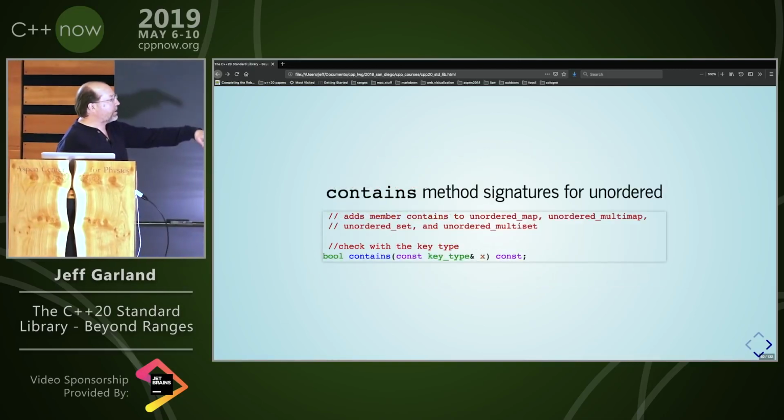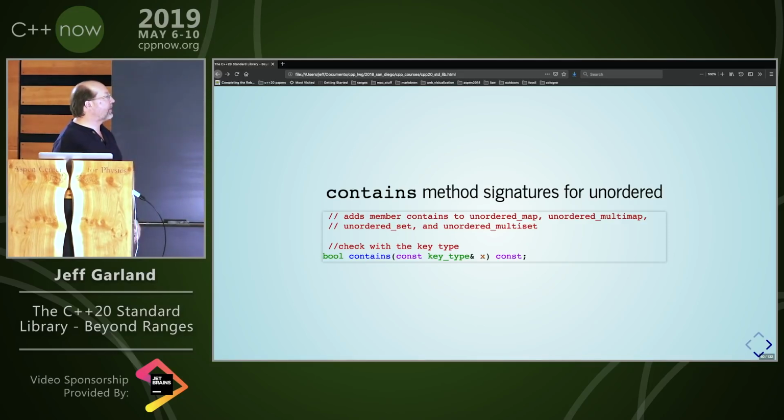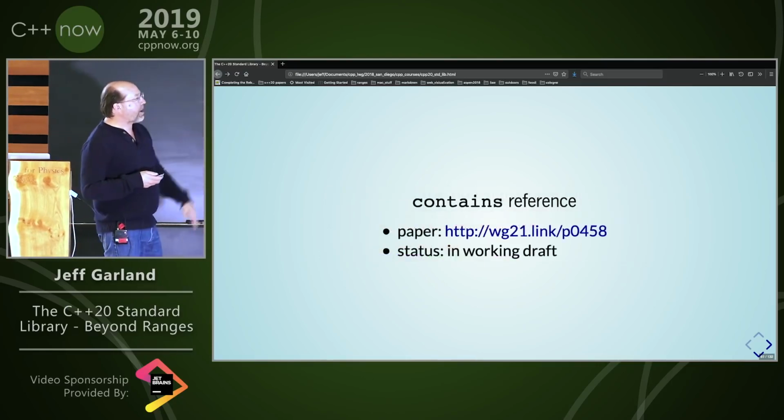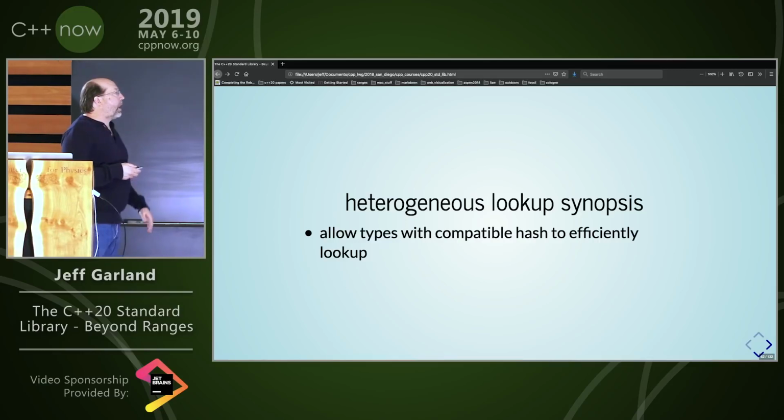For the unordered collections, there's only the single signature for contains because of the hashing. So there's your reference. This is in the working draft. You're going to get that.